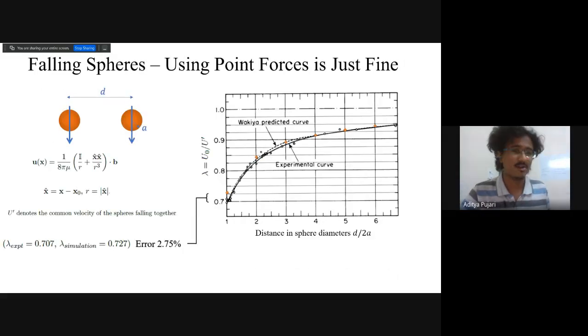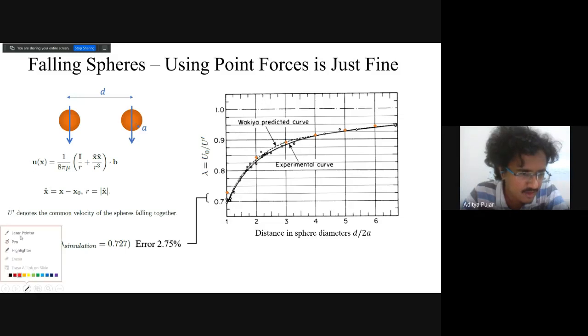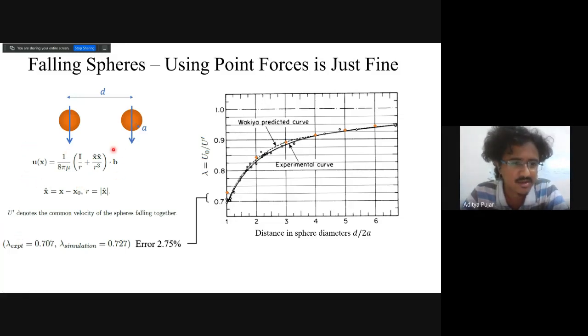So this is how I got there. First of all, I have to show that modeling a sphere with a point force is just fine. So I did some preliminary calculations and made sure that the error is okay. And it turns out that the error is just 2.75% from the real experimental value. So we're doing all right here. By the way, this is the velocity solution of the point force, just to show you how it looks.